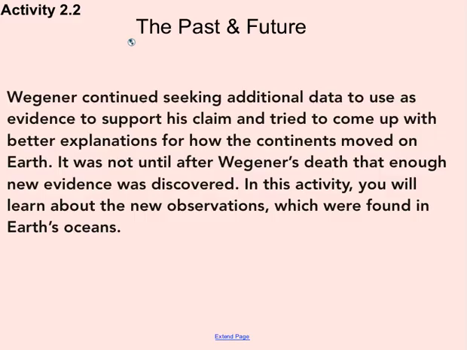So first of all, Wegener continued seeking additional data after he first came up with his theory. Unfortunately, Wegener passed away in Greenland. He was there, remember, he was a meteorologist, and he was there setting up weather stations. And unfortunately, he got caught out in the weather, and he froze to death.